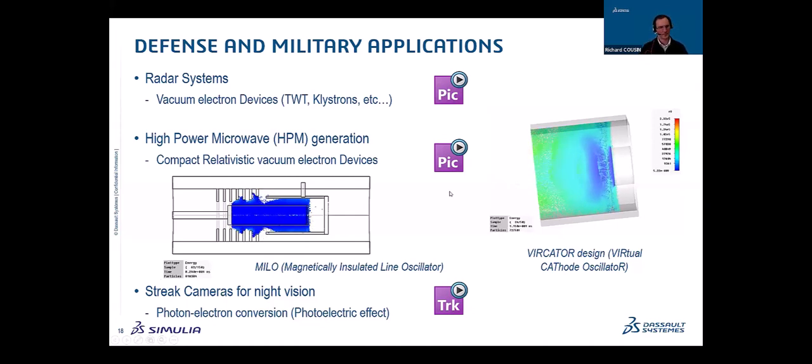that we can then extract with the appropriate antenna. We also have here STREC cameras for night vision, and this is only available with the tracking solver. And then we can also do photon-electron conversions, the so-called photoelectric effect, which we can also take into account using the tracking solvers. So in other words, you have a photon beam hitting a photosensitive material. From these photosensitive materials, you can then extract some electrons.